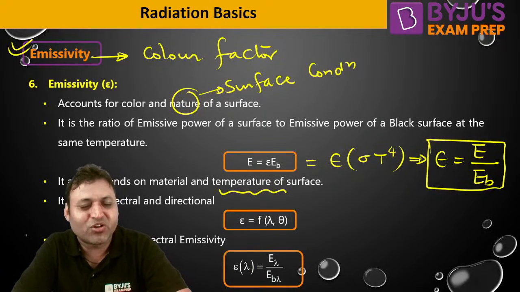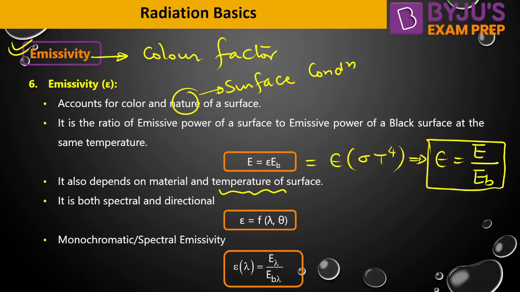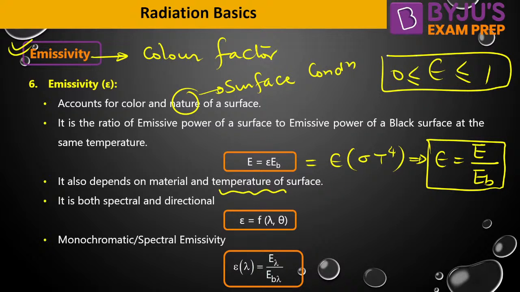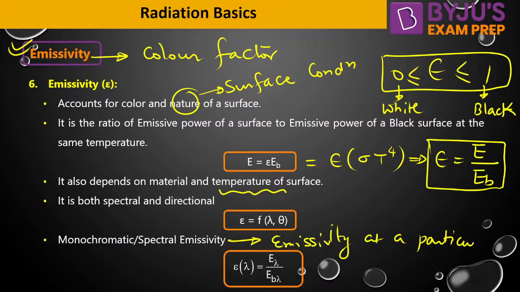And because it depends on wavelength, we define another property. This is also a radiation property which lies between 0 and 1. For a white body, emissivity is 0. For a perfectly black body, emissivity is equal to 1. So monochromatic emissivity is the emissivity at a particular wavelength. I hope this is clear to everyone.